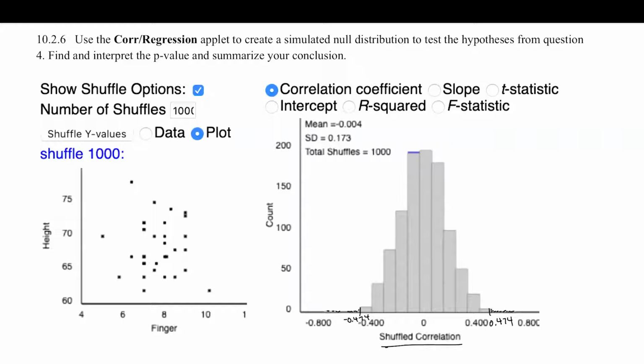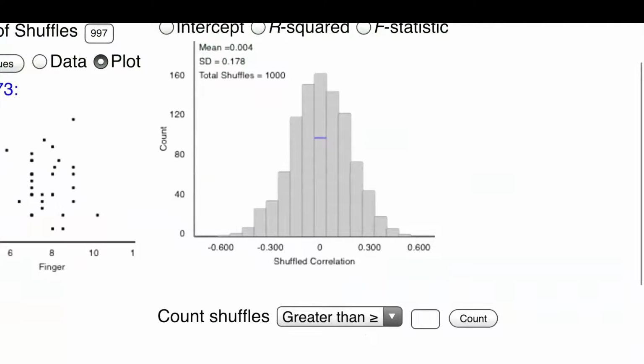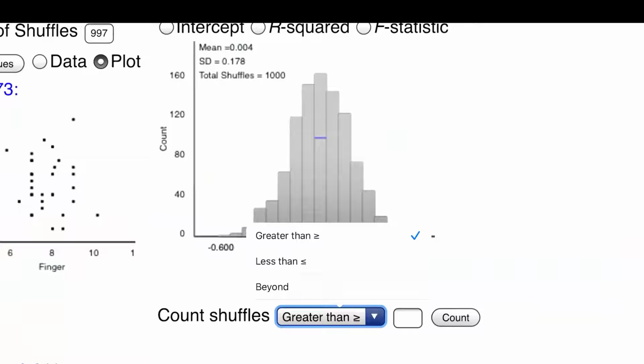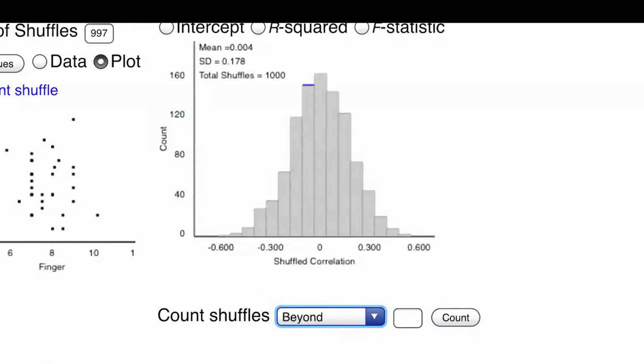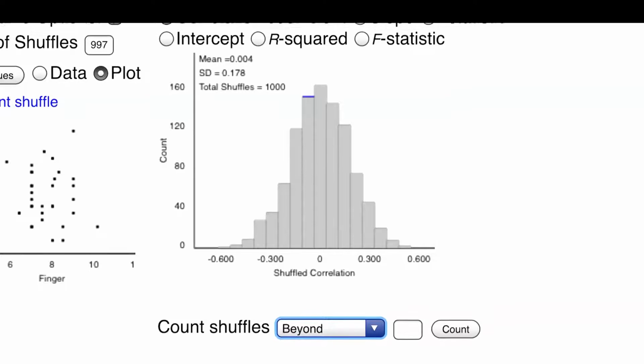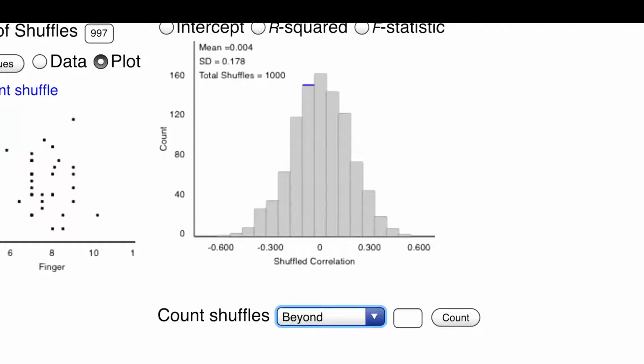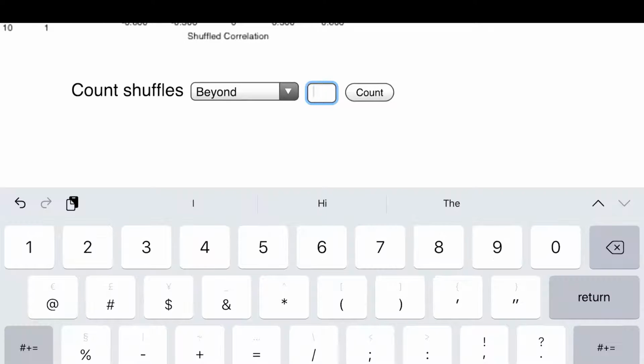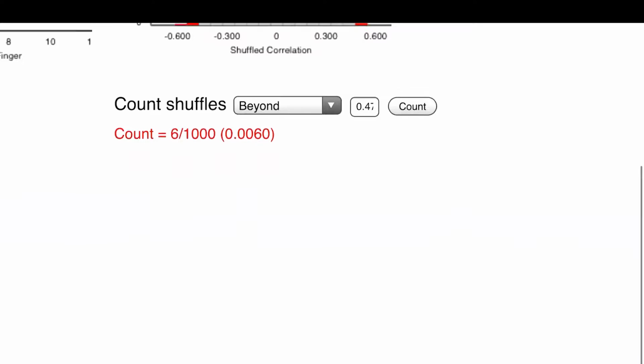Now, as per usual with the applets, it's the count box that we use to figure out the p-value. So into the count box goes what's considered our statistic in this case, the correlation of 0.474. And I'm using beyond in the drop-down box. So let's go back to the applet for a moment. In the drop-down box, the default is greater than. We also have less than and beyond. When it comes to this alternative hypothesis that there is an association, we're always going to use beyond.